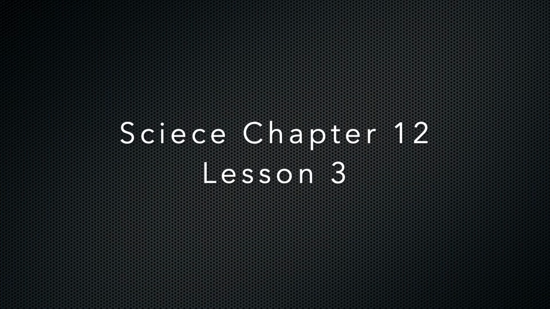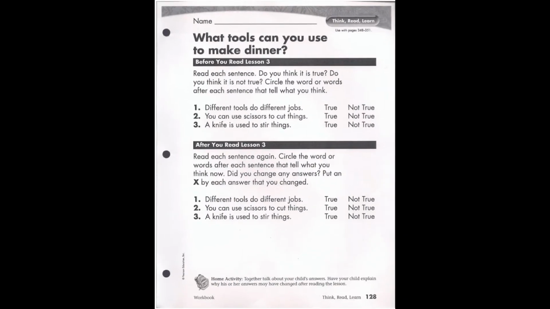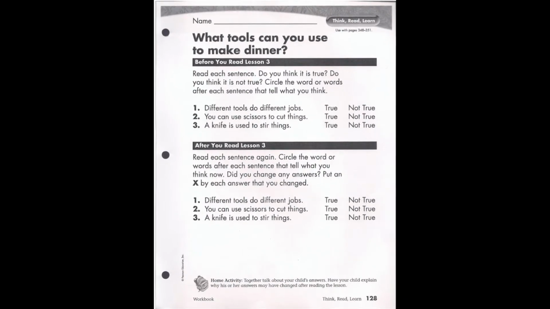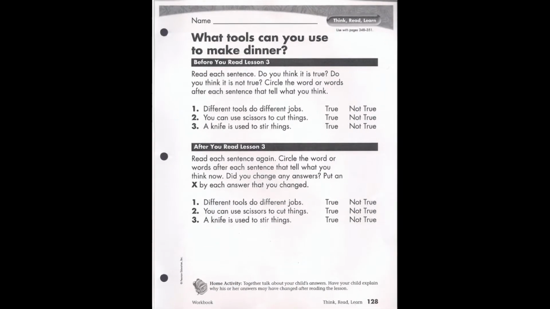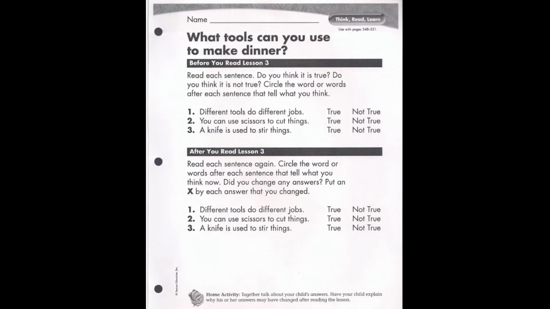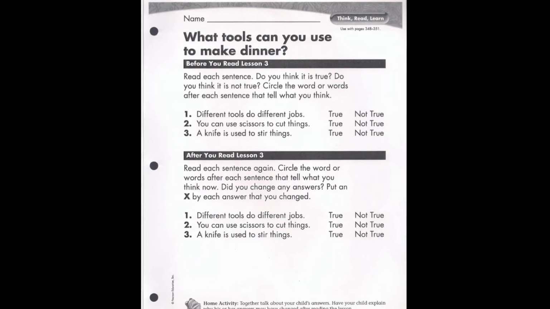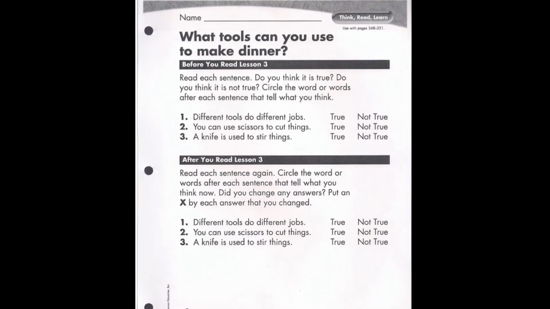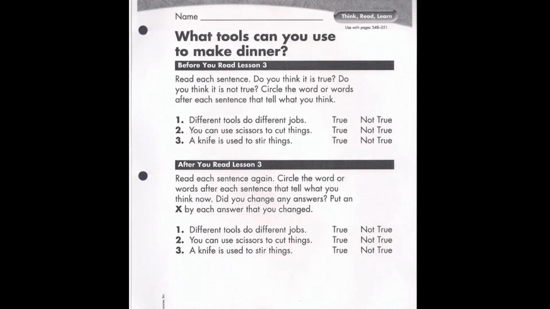We're going to be doing chapter 12, lesson 3, which is talking about what tools you can use to make dinner. So like we always do, we're going to answer the first 3 questions on this page before we read our chapter. Question 1 says, different tools do different jobs. Is that true or not true?